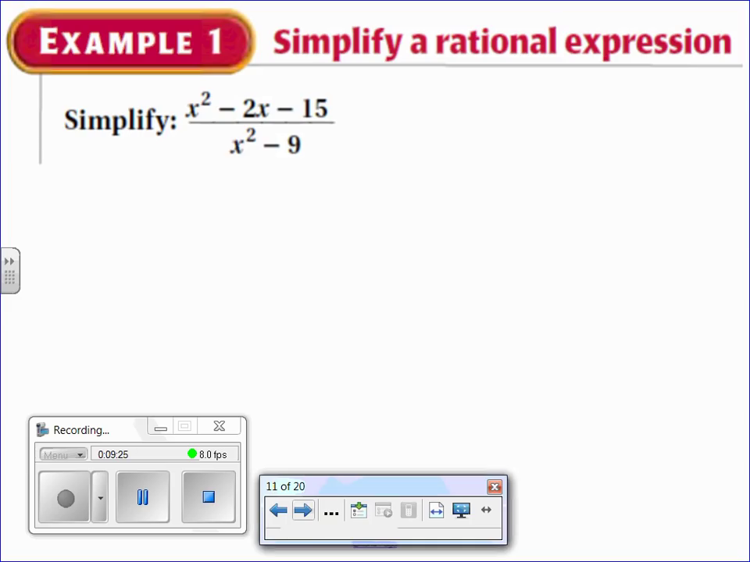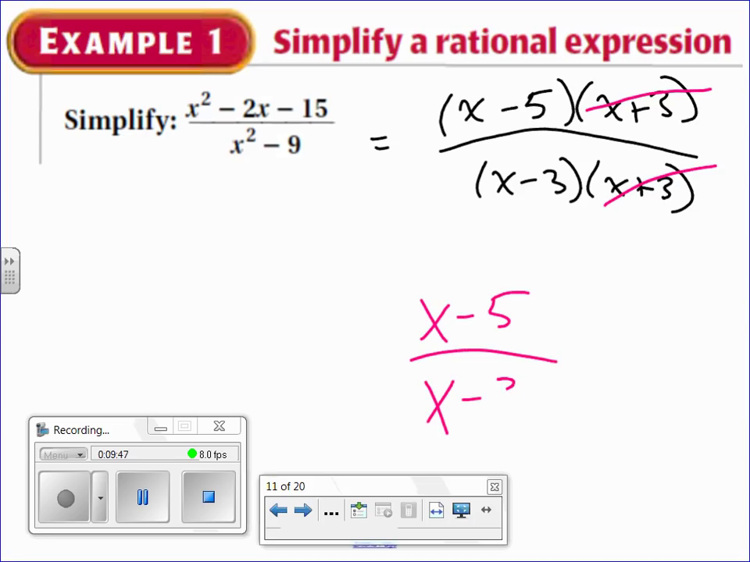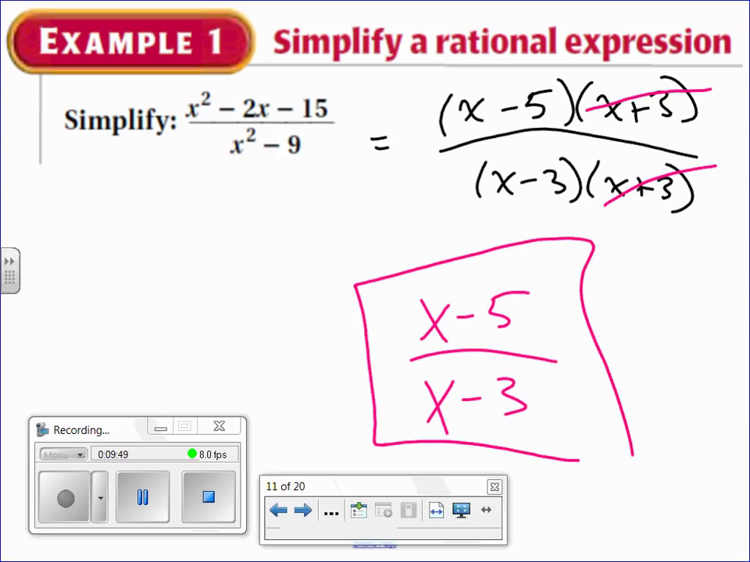All right, you're back. So, did you use the old-fashioned factoring technique on the top? Go with x minus 5 and x plus 3. And then the bottom was a special case. It factors to x minus 3 and x plus 3. Sum and difference of perfect squares. Looks like our x plus 3's can cancel. So our final answer is x minus 5 over x minus 3. And you cannot cancel anything more there without performing an illegal math move.